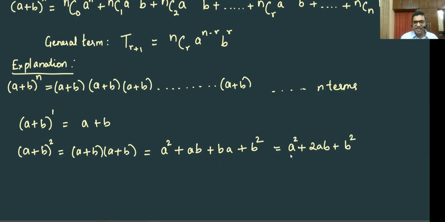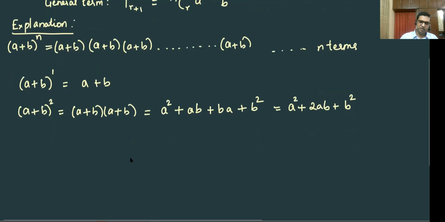Now see, each term will have the power equal to the index of the binomial expansion, a plus b whole square. So this is 2 here. So each term in the expansion will be of degree 2. So this is a square, this is b square, this is a power 1 and b power 1. But because these two are variables, this is of order 2, or the collective cumulative index is 2, because 1 plus 1. Understood? So each term has the degree as 2.